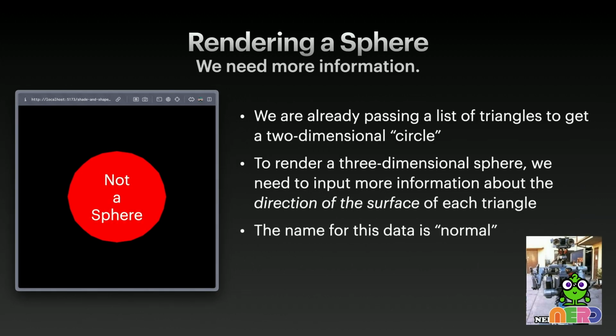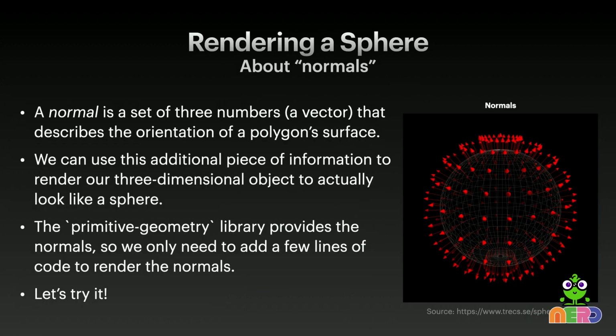So we are passing this list of triangles, so we get this circle. But to render something in 3 dimensions, we need more input, like over here, Johnny 5. I don't know if anyone remembers that, but need more input. So the name for this type of input that we need is called a normal. Let's talk about a normal.